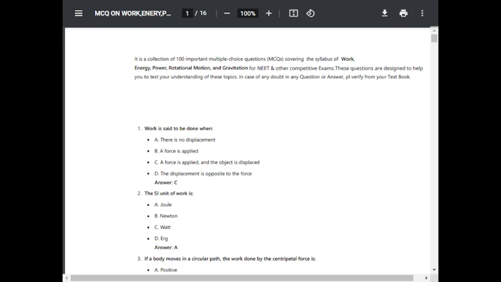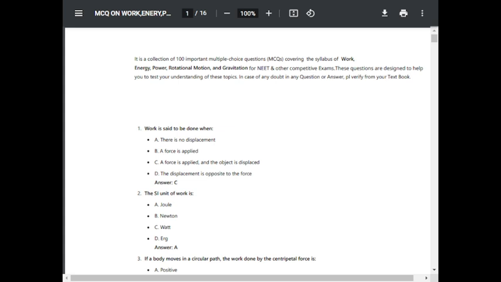Today I wish to discuss 100 important multiple choice questions covering the syllabus of work, energy and power, rotational motion and gravitation for NEET and other competitive exams. These questions are designed to help you to test your understanding of these topics.